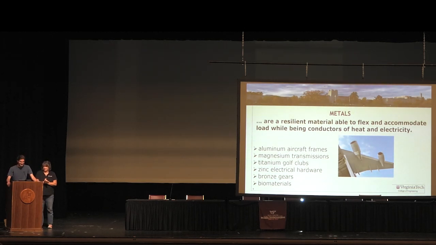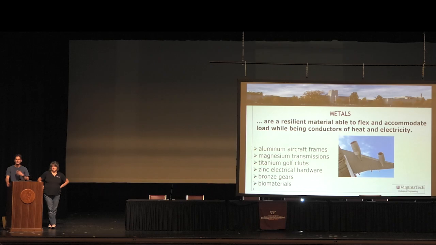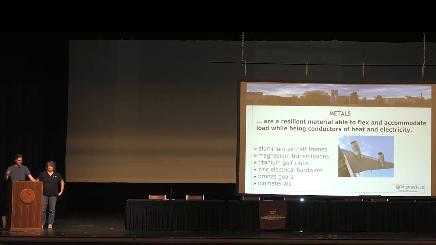All right. Yeah, so metals, they're essentially just very resilient materials. You guys have seen steel. Anyway, they're able to flex and accommodate to load while also being conductors of heat and electricity. So you find them a lot, for instance, like copper wires within electronic systems, or even just in power cords that you see above us. Some examples of different things that we have are aluminum aircraft frames, which are super light but are able to accommodate the loads. Magnesium transmissions, titanium golf clubs, just be able to be super stiff while also being super light. Zinc electrical hardware, bronze gears, and biomaterials.